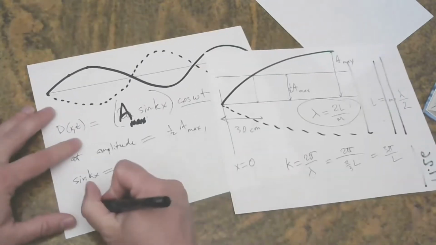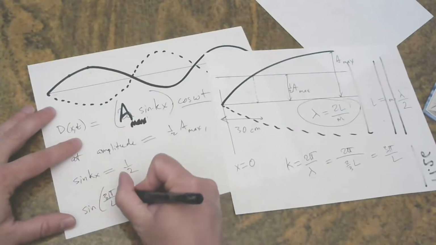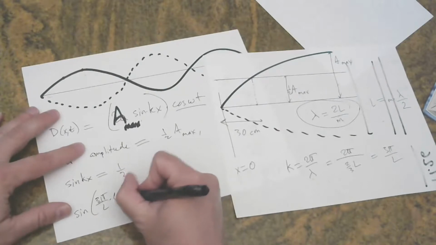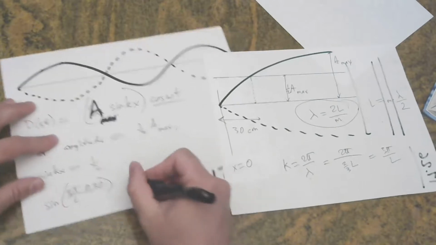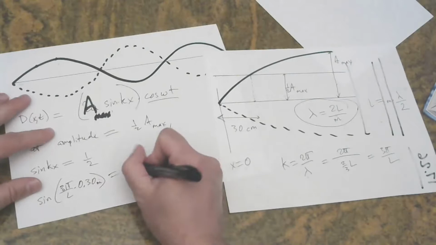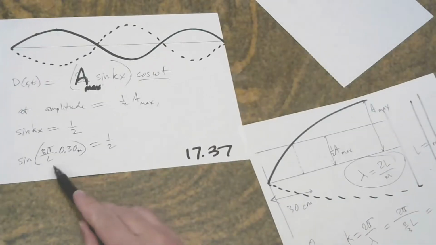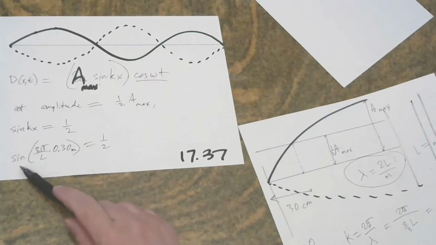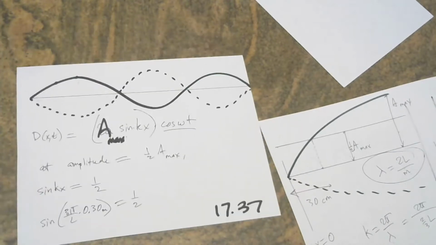Okay, so we go back over here and we say that the sine of 3 pi over L times 30 centimeters, which is 0.30 meters, has to equal 1/2. Okay, now we just need to get the argument by itself. That means we need to undo the sine function, and then we'll solve for L. Also, there's an assumption here I didn't point out, and the solutions manual makes the same assumption.